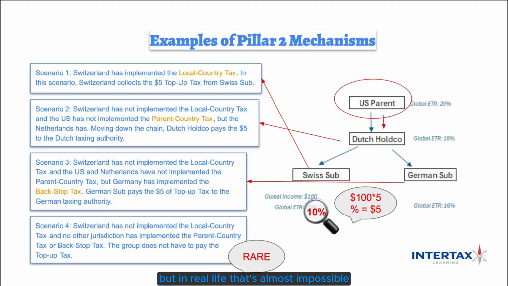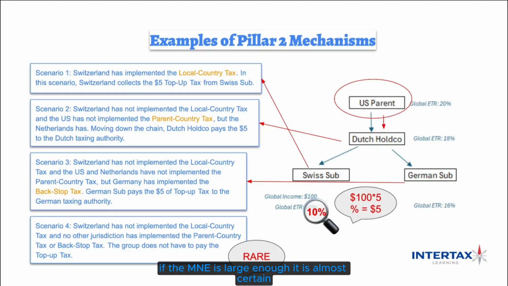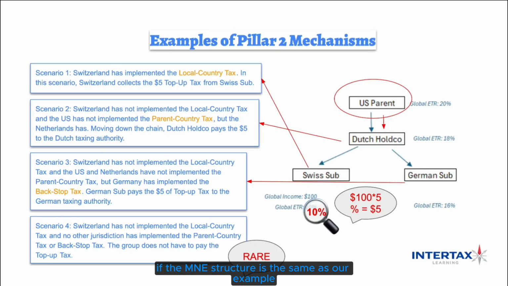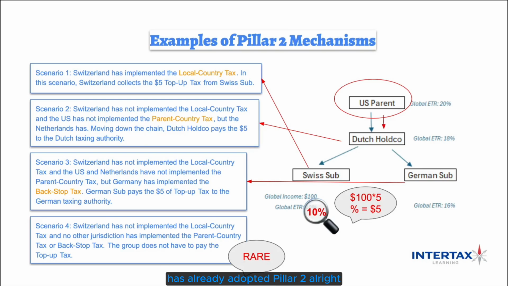But in real life, that's almost impossible. If the MNE is large enough, it is almost certain that it would operate in at least one of the countries that adopted Pillar 2. Specifically, if the MNE structure is the same as our example, the Swiss sub would collect because Switzerland has already adopted Pillar 2. Alright, that's it for this video.